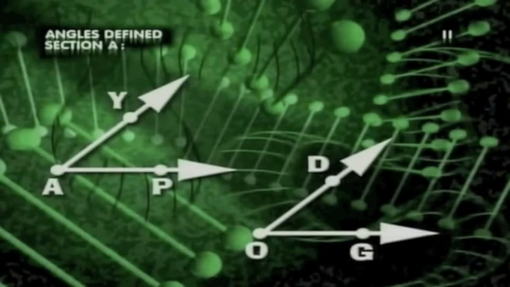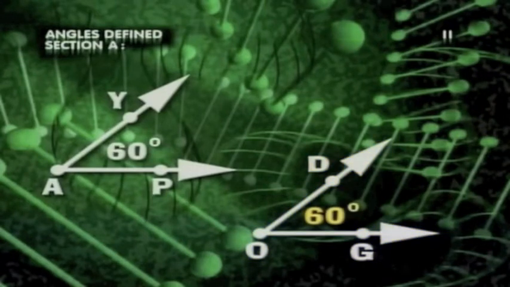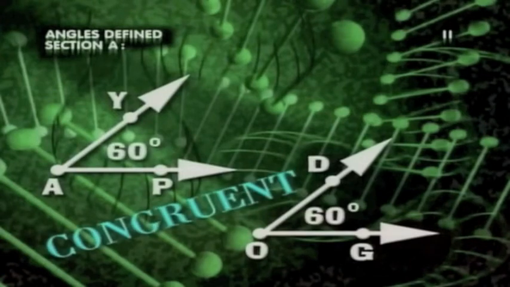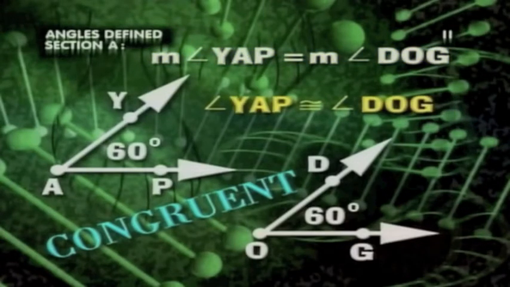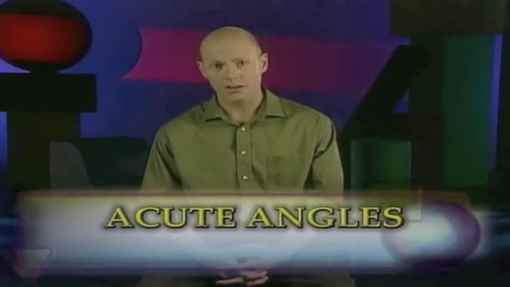Look at these two angles here, YAP and DOG. The measure of angle YAP is 60 degrees. We see that the measure of angle DOG is 60 degrees also. So as we said earlier, two angles that have equal measures are congruent. So the measure of angle YAP is equal to the measure of angle DOG, and angle YAP is congruent to angle DOG. YAP and DOG are what we call acute angles.